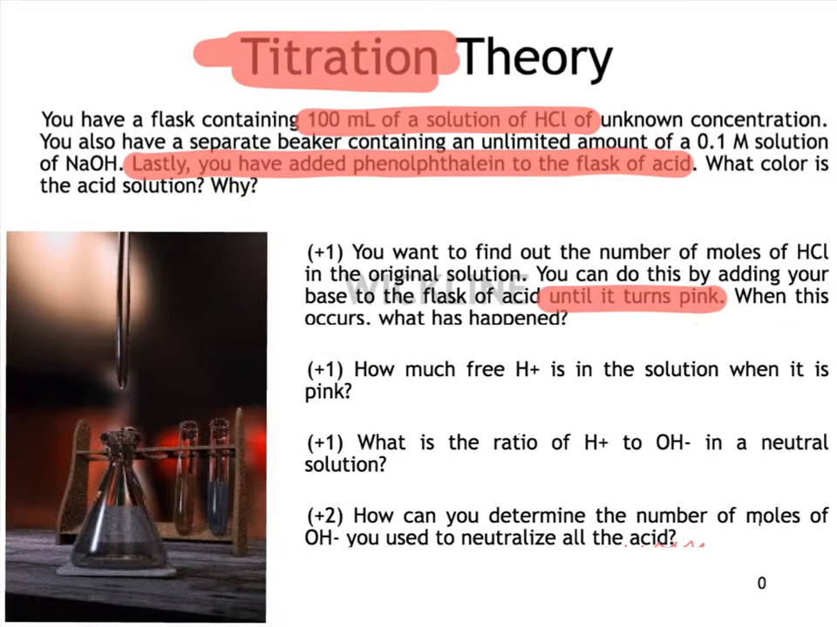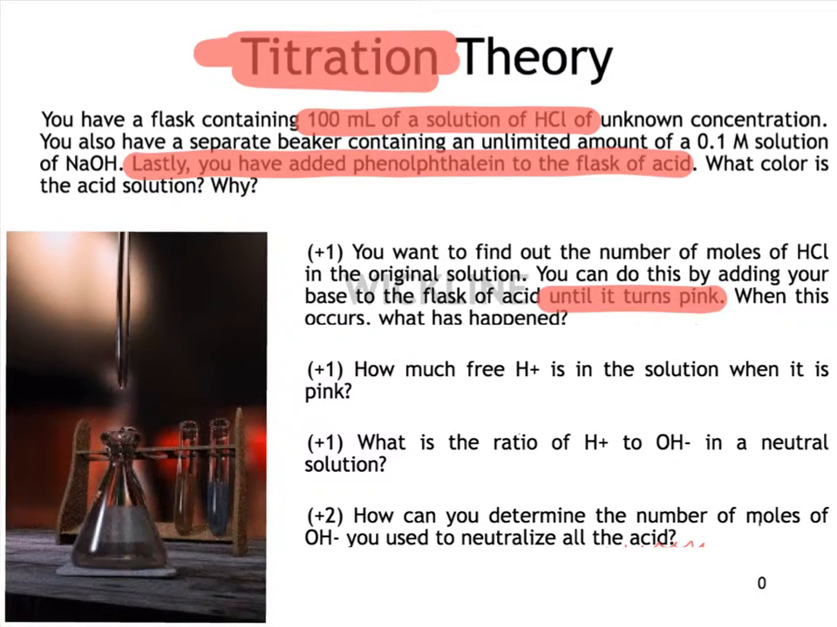It'll be set up something like this: you have a flask containing 100 mL of a solution of HCl of unknown concentration, and in a separate beaker you'll have an unlimited amount of 0.1 molar NaOH. So you've got your acid and your base. Typically, we add an indicator to the flask of acid, whose pH we don't know. It has an indicator in it.